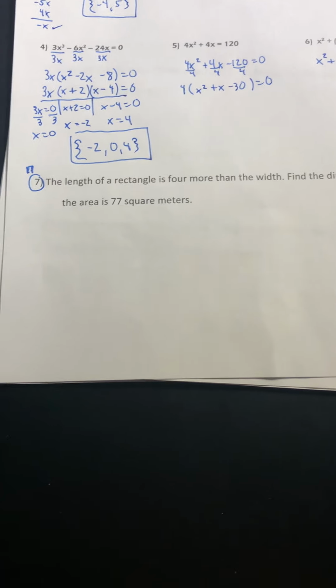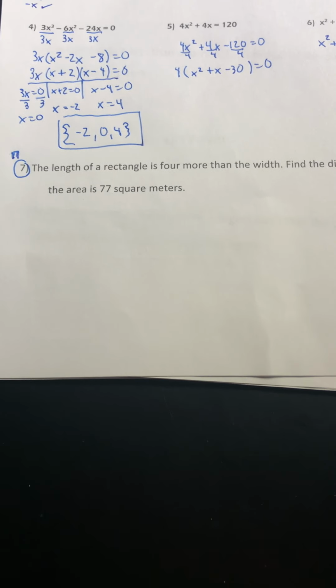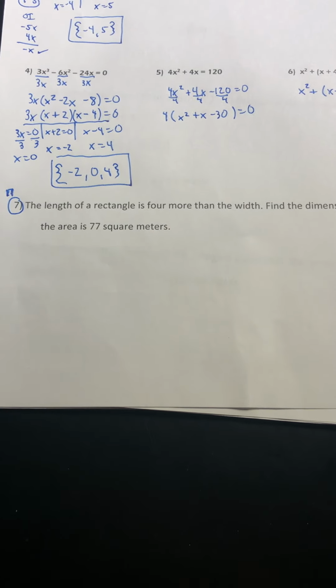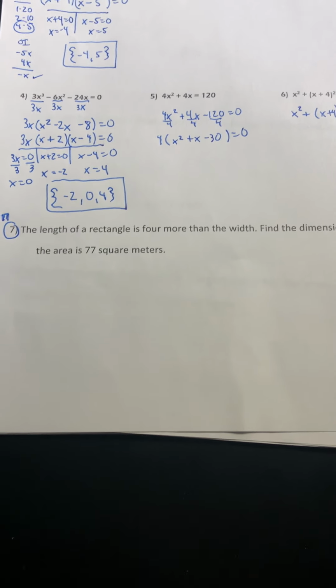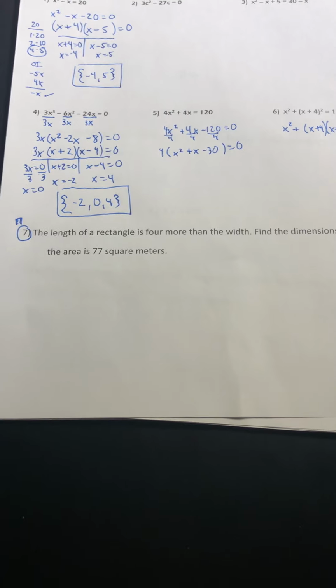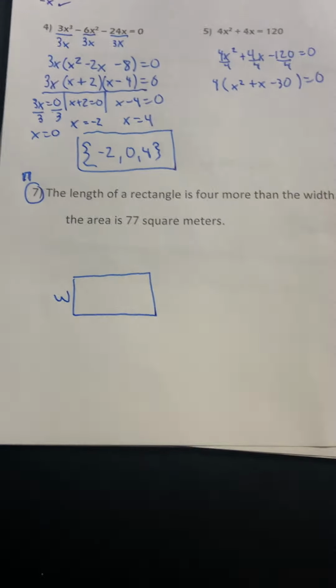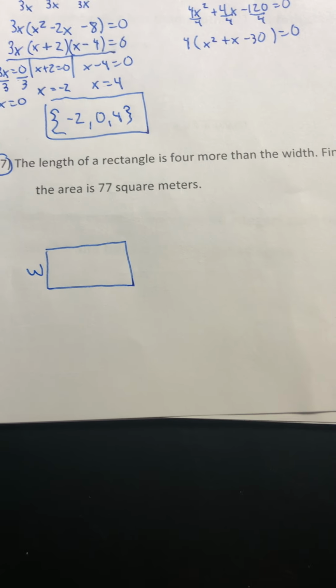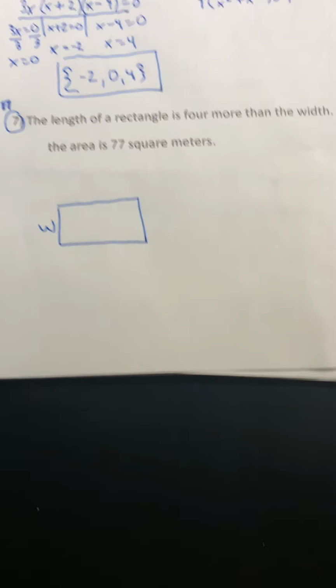So starting off with number 7, the one that is circled. The length of a rectangle is 4 more than the width. So in this case, we have to have the width before we know the length. So when we draw our picture, I'm going to use the width as W. And because it's 4 more than, we know more than is addition. So this would be W plus 4.